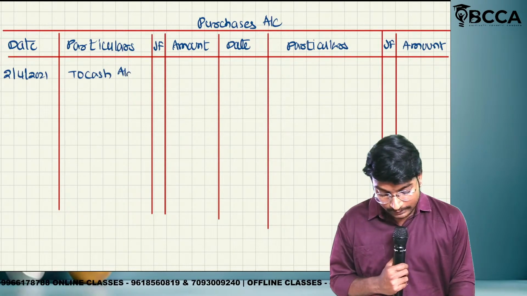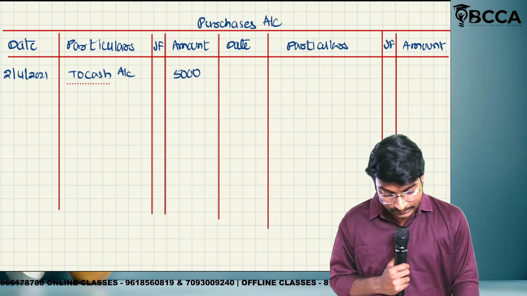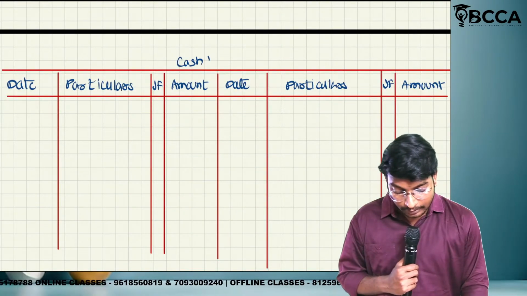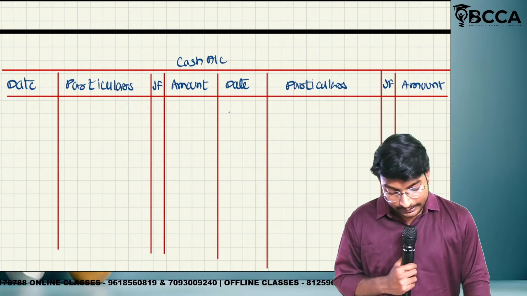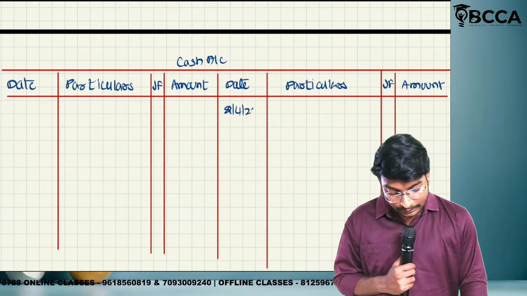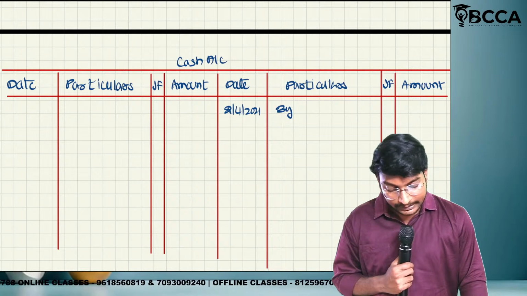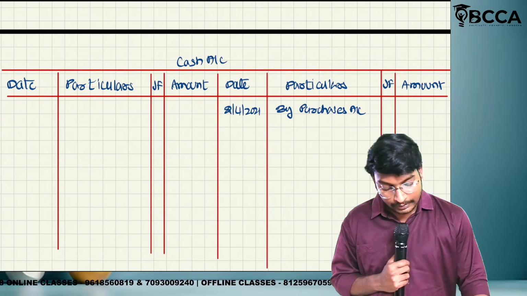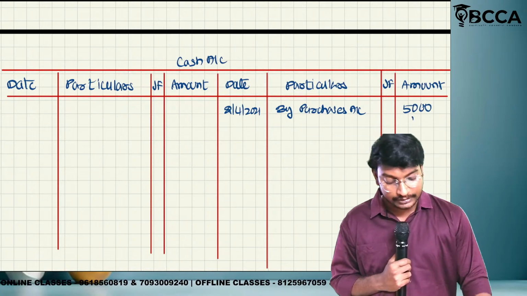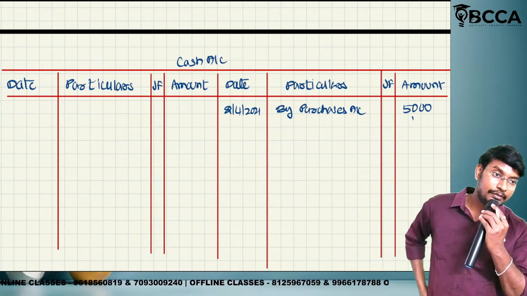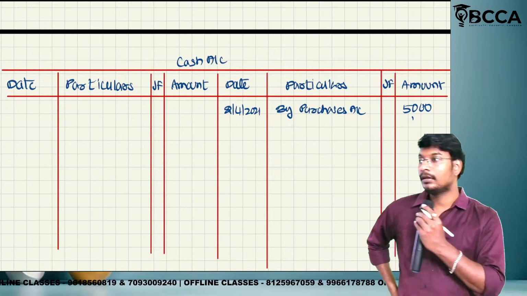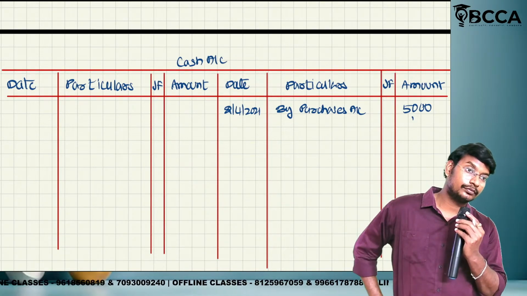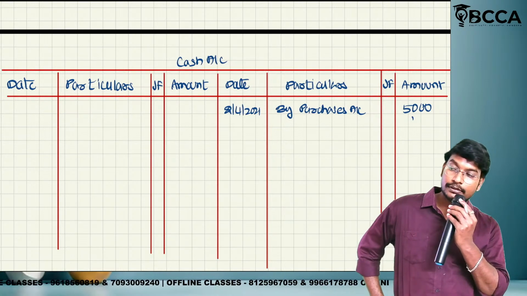What is the amount? 5,000. In the cash account, which side do we need to record? We need to record on the credit side. On the date of 2nd April 2021, by purchases account. What is the amount? 5,000. Up to here completed, guys. Okay? We have posted 2 entries.